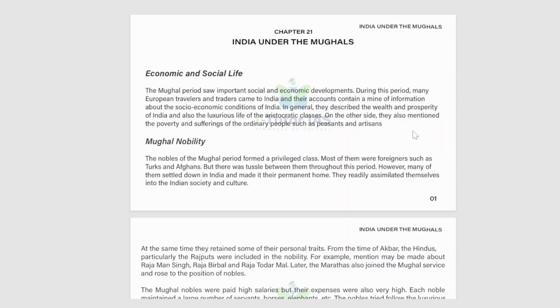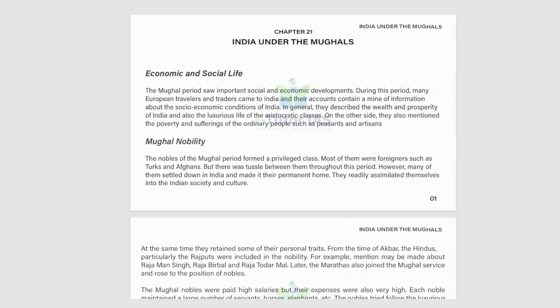First of all, we will discuss the economic and social life of the Mughals. The Mughal period saw important social and economic developments. Many European travelers and traders came to India, and their accounts contain a mine of information about the socio-economic condition of India. Generally, they describe the wealth and prosperity of India and the luxurious life of the aristocratic classes. On the other side, they also mention the poverty and suffering of ordinary people, such as peasants and artisans.